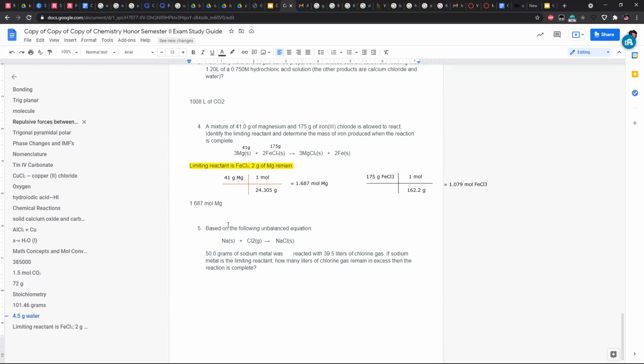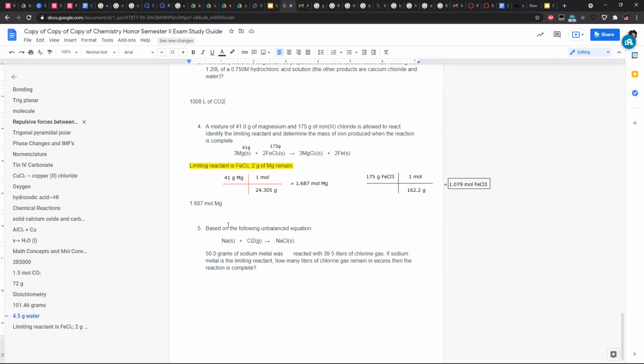So what I want to do is take this number right here, the number of moles of iron 3 chloride, and multiply it by a certain fraction that will allow me to compare it with this, because right now we're comparing apples to oranges.